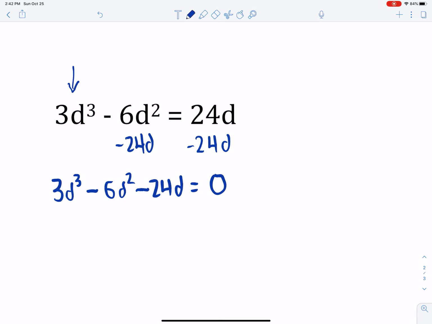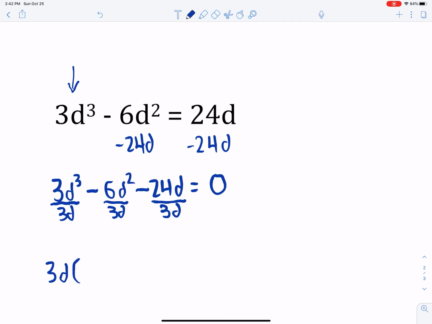So first thing you always look for before you start trying to split it up into 2 parentheses is, is there a greatest common factor? Now 3, 6, and 24 are all divisible by 3, and we've also got variables in all of these terms, and the smallest power of the variable would be just d to the first, or d. So to see what's left, I'm going to divide them all by 3d.